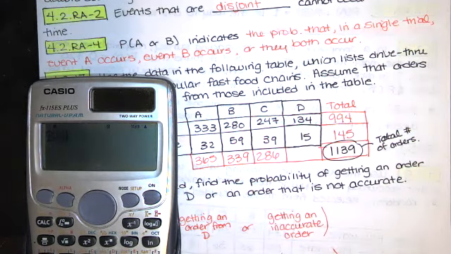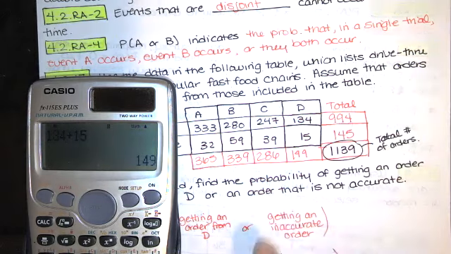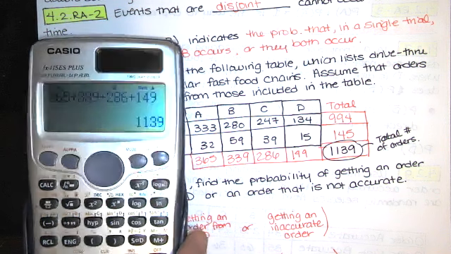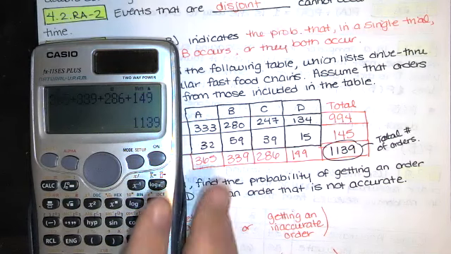And then you've got the 134 that were accurate from restaurant D and 15 that were inaccurate from restaurant D, and we get 149. Now, again, if I add those together, I better get that 1,139, the total number of orders in our sample. It's always a good idea to just check, because we understand the concepts. Sometimes we type things in wrong, though. So I still get 1,139. Okay, very good. That's a good sign.